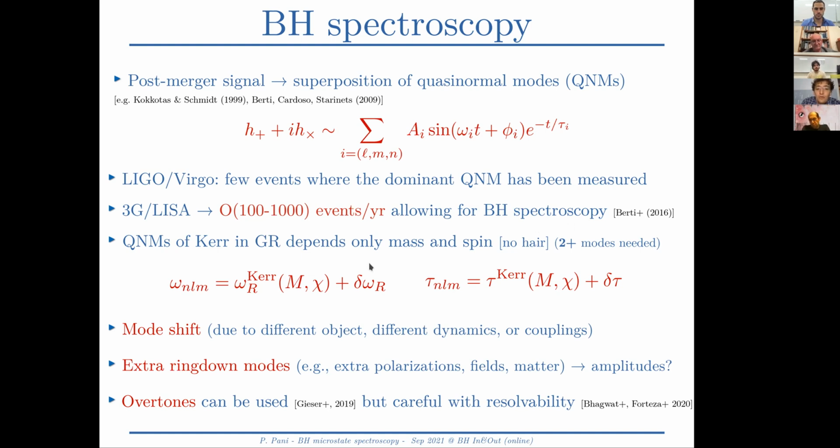For example, we can constrain deviations from the standard Kerr quasi-normal modes that depend only on the mass and spin, or detect extra ringdown modes, for example, due to extra polarizations or matter fields. And a recent development is that overtones, which are, say, the higher harmonics of a given angular mode, can also be used to perform this test, and this will be very important in the future.